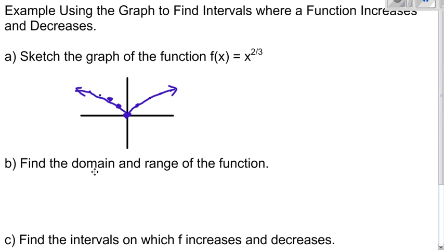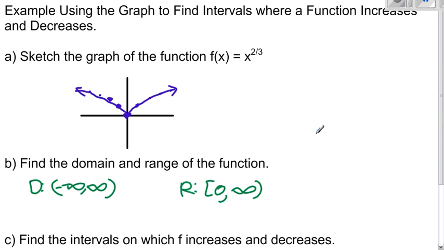Find the domain and range. So now that we have the sketch, we can just talk about from leftmost to rightmost for domain. It goes forever to the left and forever to the right, so the domain is -infinity to +infinity. And the range, we can see that we're never going to get a negative output, so the range is only from 0 to infinity.